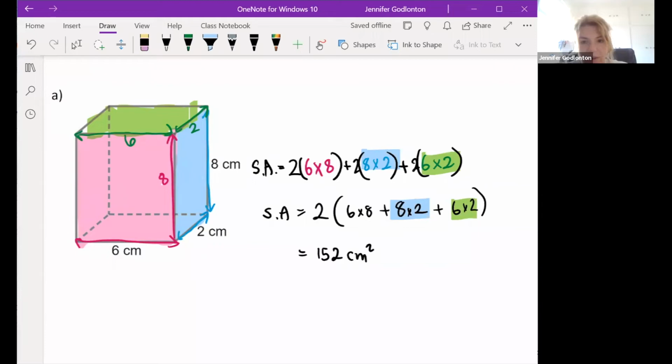No, I didn't put the 2 in. Okay, so we're going to want to have the 2. So we should put the 2 in. Definitely, because there are 2 of them. Oh, okay. Cool.